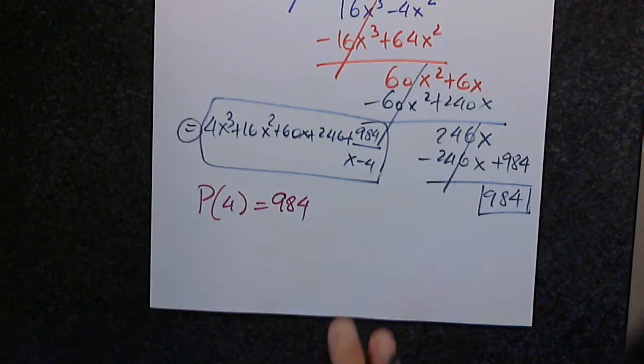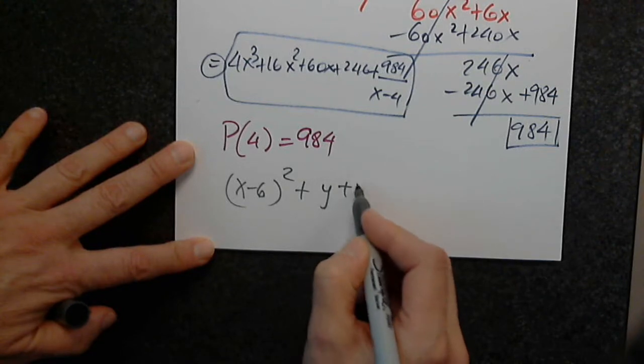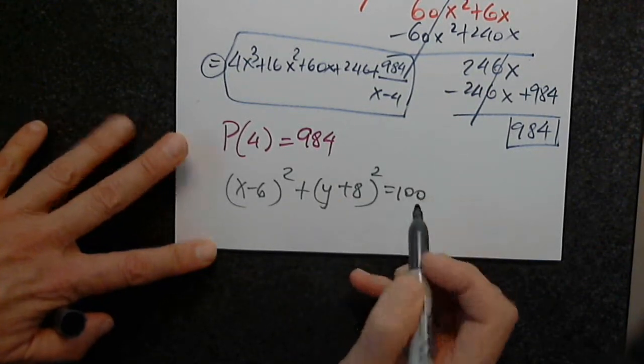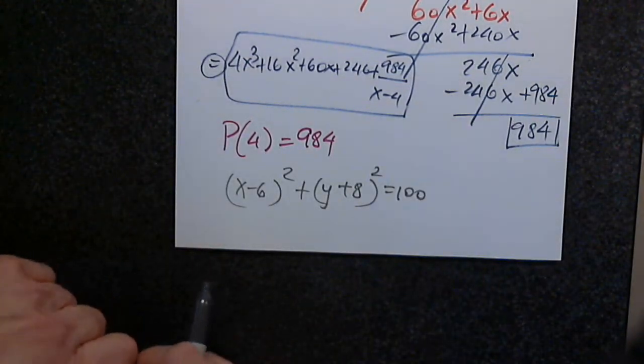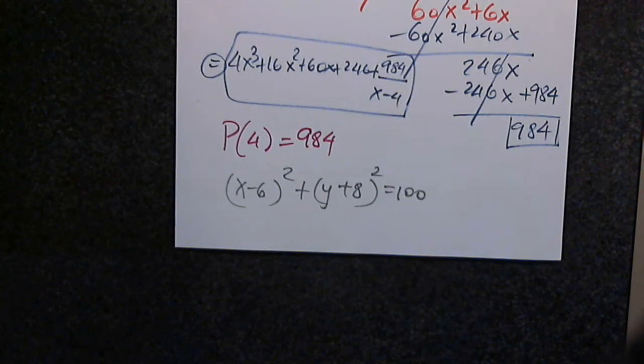Write the equation of a circle. Number 9? Yeah. So it's x minus 6, everything squared, plus y plus 8 squared equals 100. If you just plug it into the formula, that's the equation. Is this okay? It also has a graph.